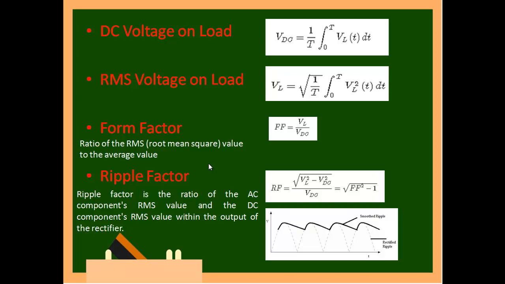And the last one is called ripple factor. Ripple factor is the amount of AC component present in DC. See, when I say DC, there should not be any change in the waveform. It should be a straight line.